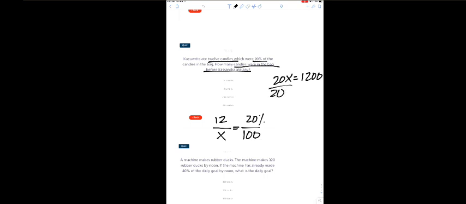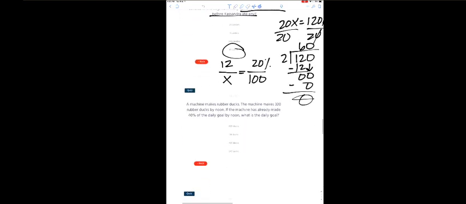Okay. We're going to divide by 20. And now we have 2 into 120, or 120 divided by 2. So 2 goes into 12 6 times. 2 times 6 is 12. 12 minus 12 equals 0. We're going to bring down that 0. 2 goes into 0 0 times. So my answer is 60. Okay, number 14.